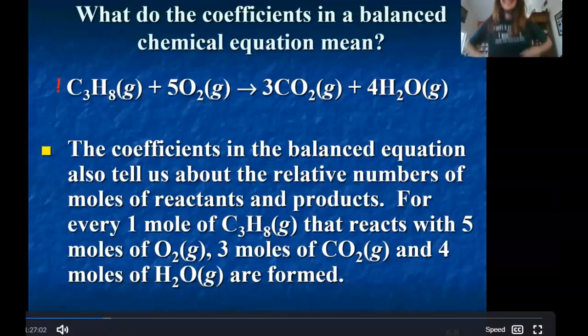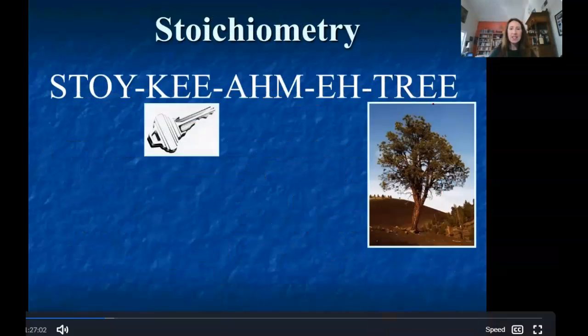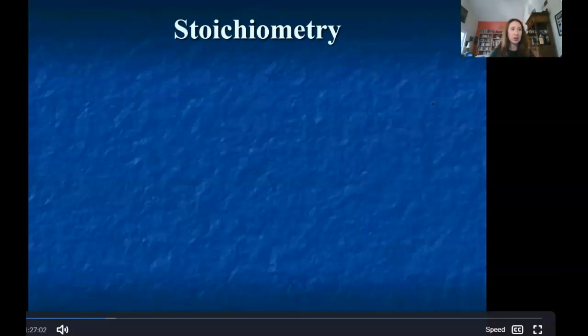That's why we deal in moles. Moles make everything big enough so we can actually use them, right? So that means that 1 mole of propane, 5 moles of oxygen, 3 moles of CO2, 4 moles of water. This is what stoichiometry is going to deal with. So we're going to talk about those coefficients and how we use those.